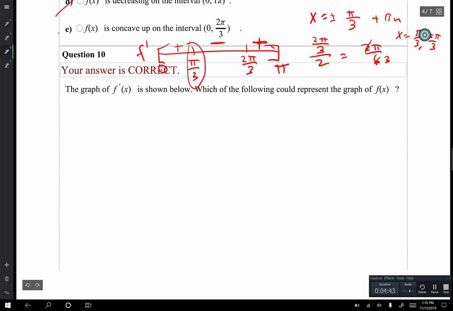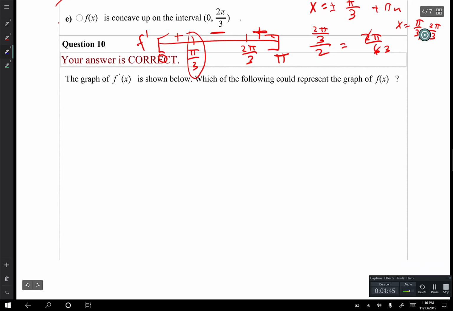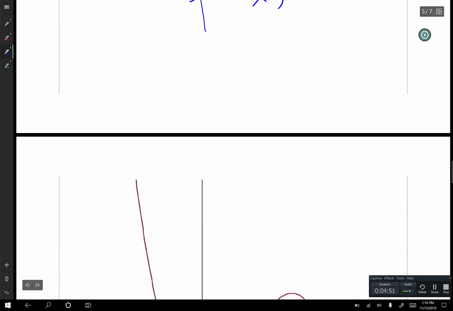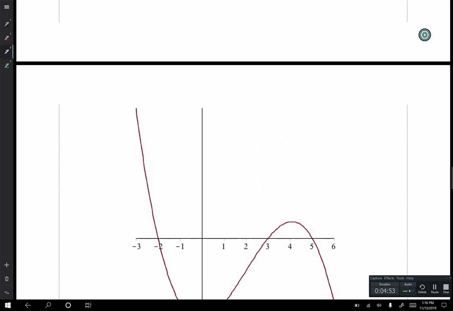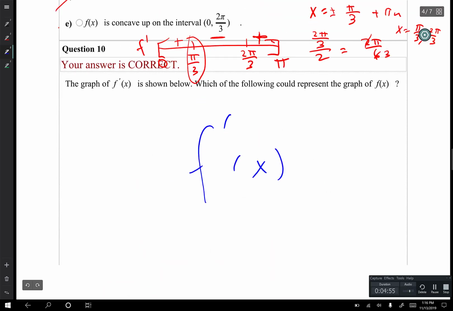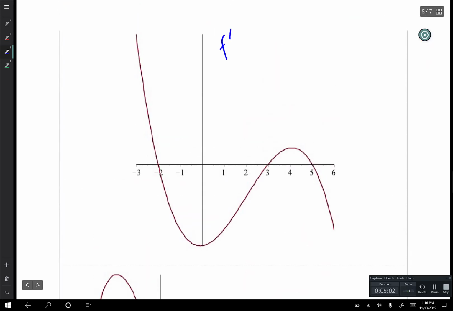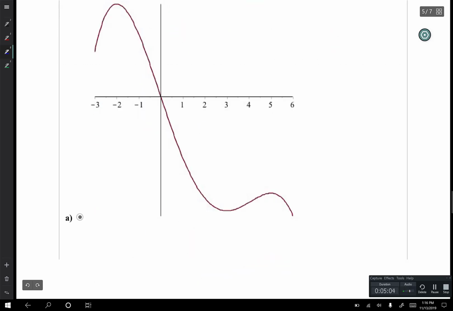Question 10. The graph of f prime is shown below. Which of the following could represent the graph of f of x? Hey, where's my f prime? I'm kidding, guys. I know that wasn't funny. It's over here. My apologies. So these are all f of x candidates, I believe. The graph of f prime is shown below. Which of the following could represent the graph of f of x? Okay. So this is my f prime, and I want to know which one of these graphs could be my f of x.